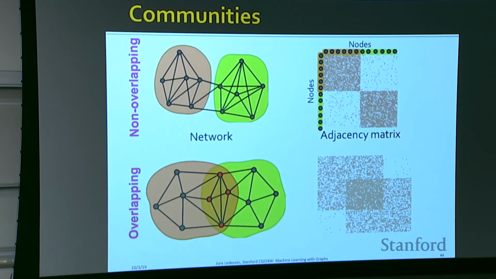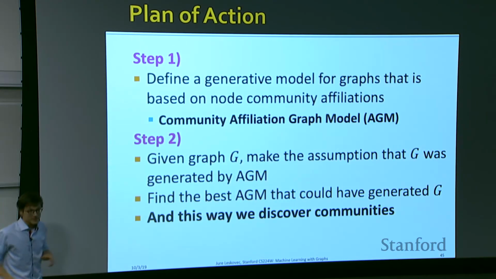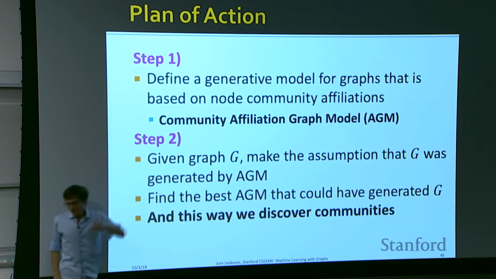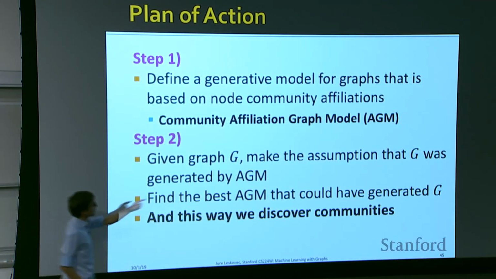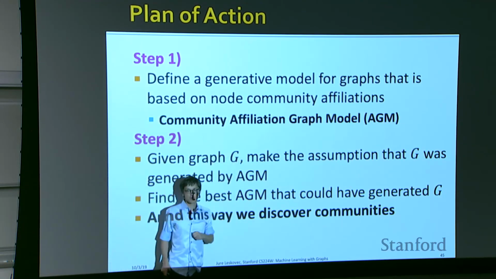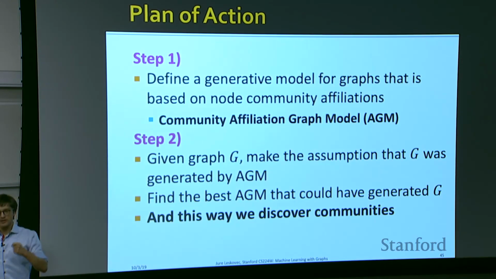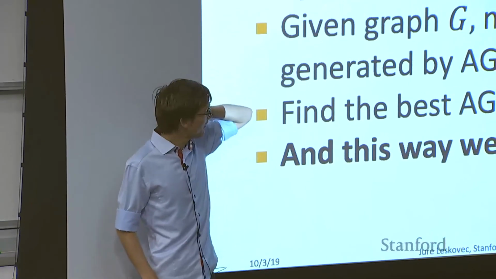So now with that, let's decide how we are going to proceed. What I will tell you is we'll do this in two steps. First, we will define what we will call a generative model for graphs. And we will call this model AGM, for community affiliation graph model, right? So I will give you yet another model to generate random graphs, okay? But this model will be different.